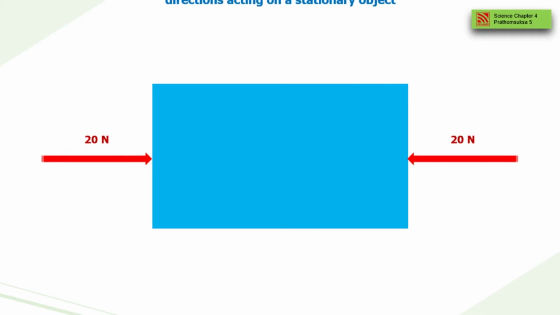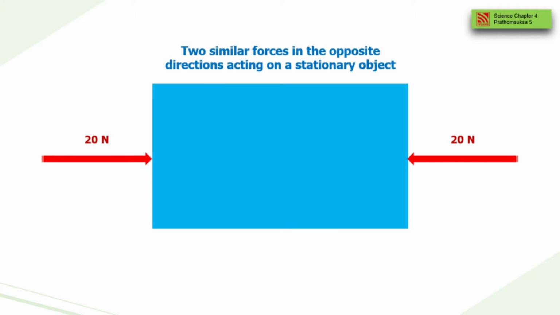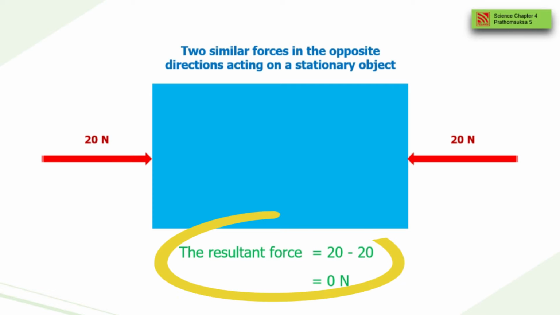What if both forces are acting equally on an object in opposite directions? The object will not move. The resultant force is zero.